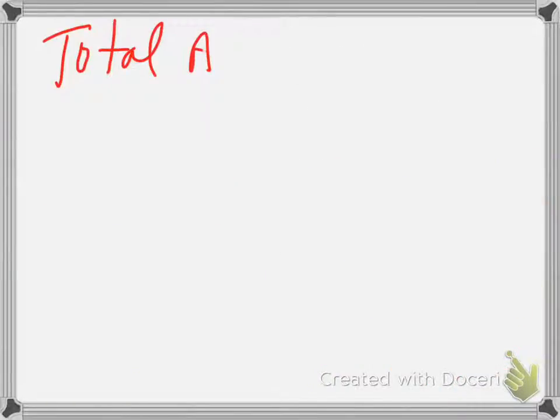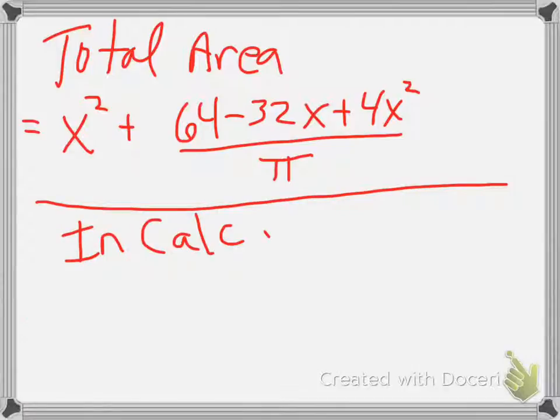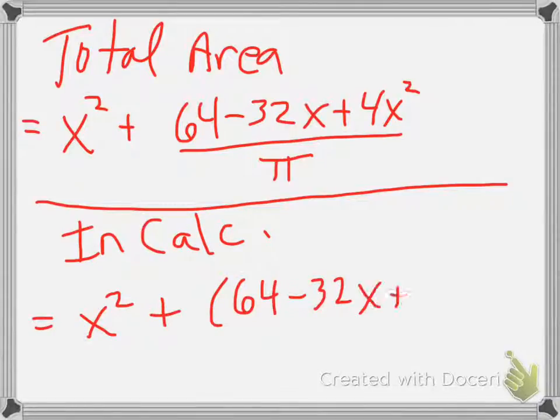We add that to the area of the square, and we would get x squared plus 64 minus 32x plus 4x squared over pi. So when we enter that into the calculator, we have to make sure that that numerator in that fraction, in that rational expression, is surrounded by parentheses before we divide by pi.